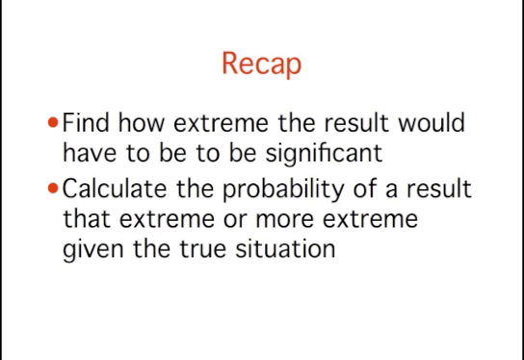In summary, the power of Q's experiment was determined by first determining how extreme the results would have to be to reject the null hypothesis, and then computing the probability of obtaining results this extreme or more extreme.